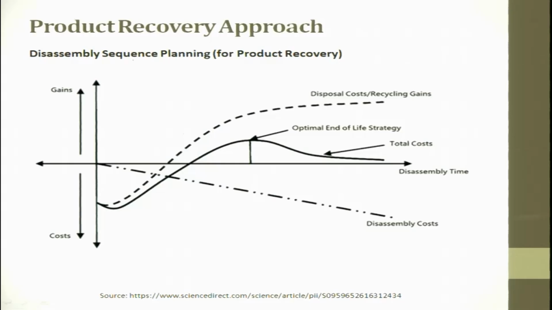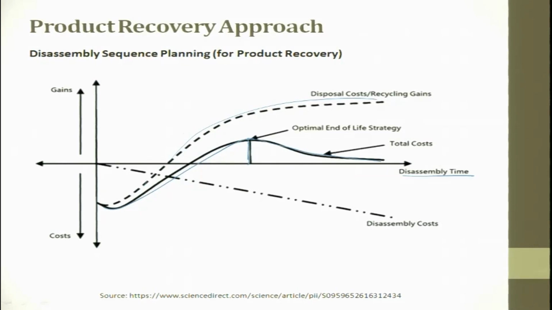The disassembly sequence planning for product recovery: if you see gain and costs here, this is the disassembly time. If you take the disposal cost and recycling cost, it gains over a period of disassembly time. The optimal end of life strategy comes in this zone, so this falls under the gain region.